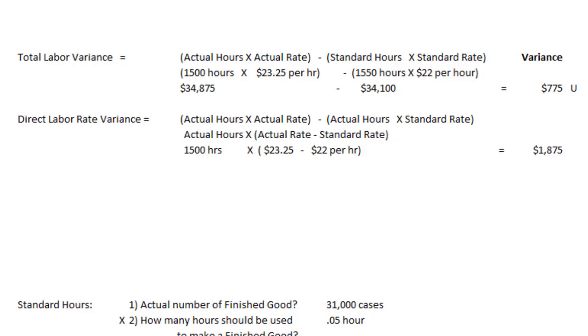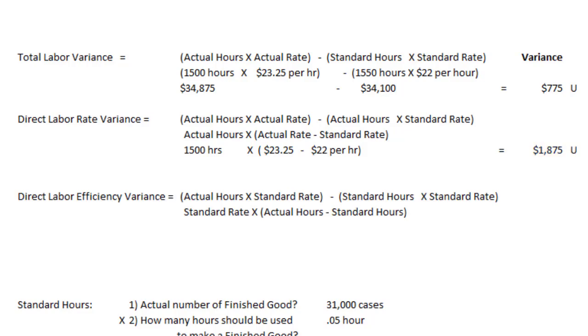1,875. Again, don't look at this as a positive or negative number. Just whatever number you get, put as a positive. And then we need to determine if it's favorable or unfavorable. Since the actual rate is higher than the standard rate, we see this as unfavorable, meaning we paid employees more than we expected, so that leads to an unfavorable variance.